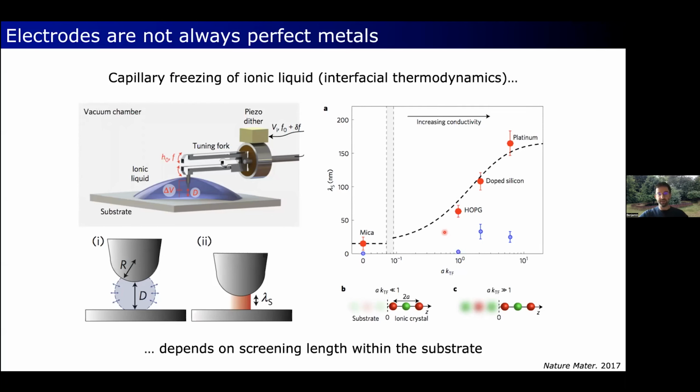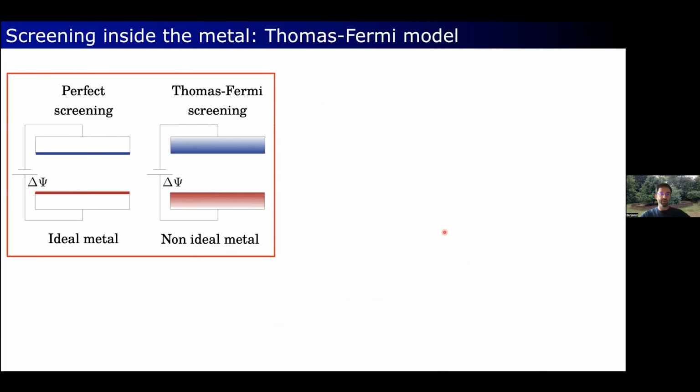I'll be faster, especially because during the poster session, you will have the opportunity to talk with Laura, who will be presenting the poster on this topic. To be very brief: with perfect screening inside the metal, the charge is localized only at the surface. In the case of a finite screening length, the charge and potential decay exponentially within the metal with a characteristic length, the Thomas Fermi screening length.